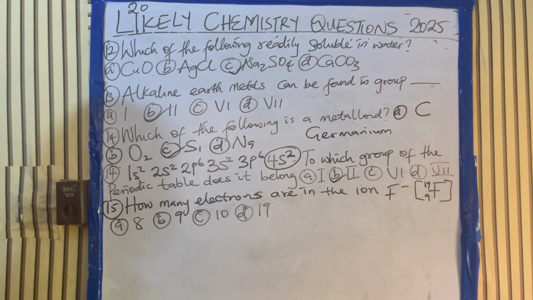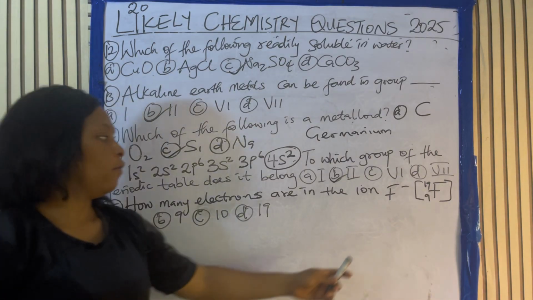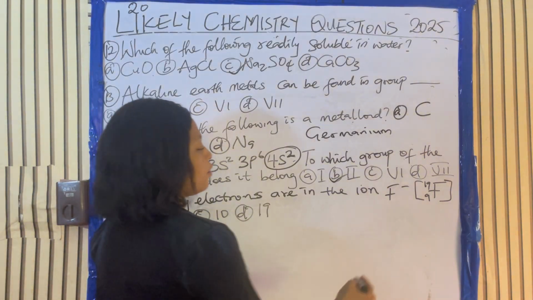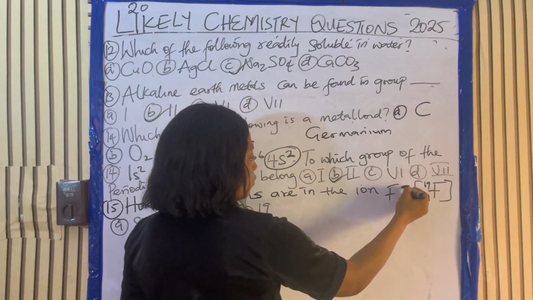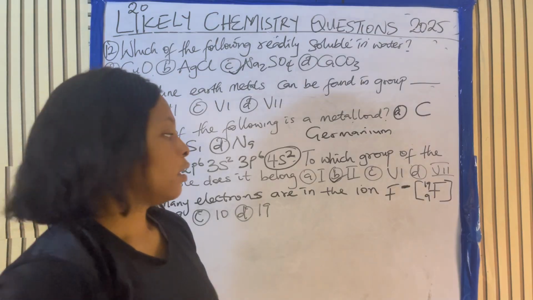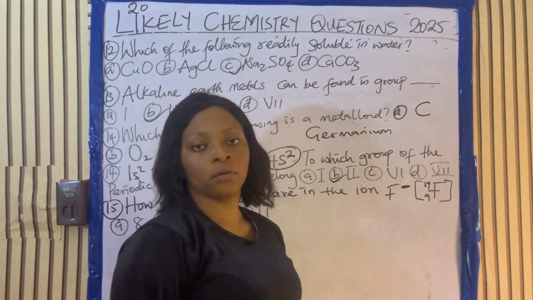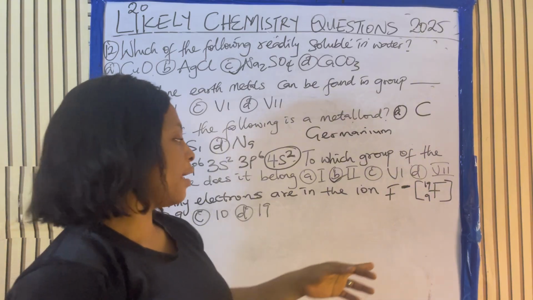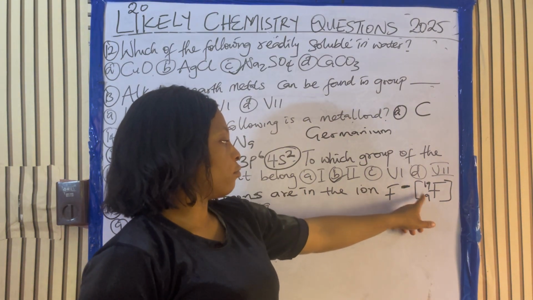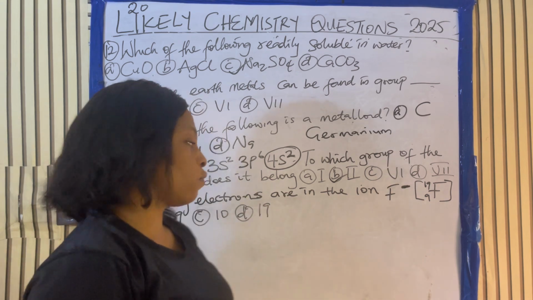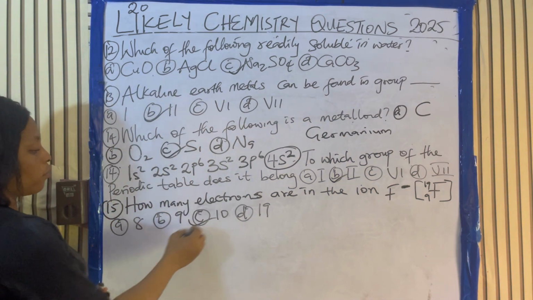Then, how many electrons are in this ion? Fluoride ion. How many electrons? As you can see, this is an ion. That means it has gained more electrons. Initially, it had 9 electrons. Now, it gained an extra 1, making it ionized. So, 9 plus extra 1 electron here, that will make it what? 10. So, the number of electrons here is 10.